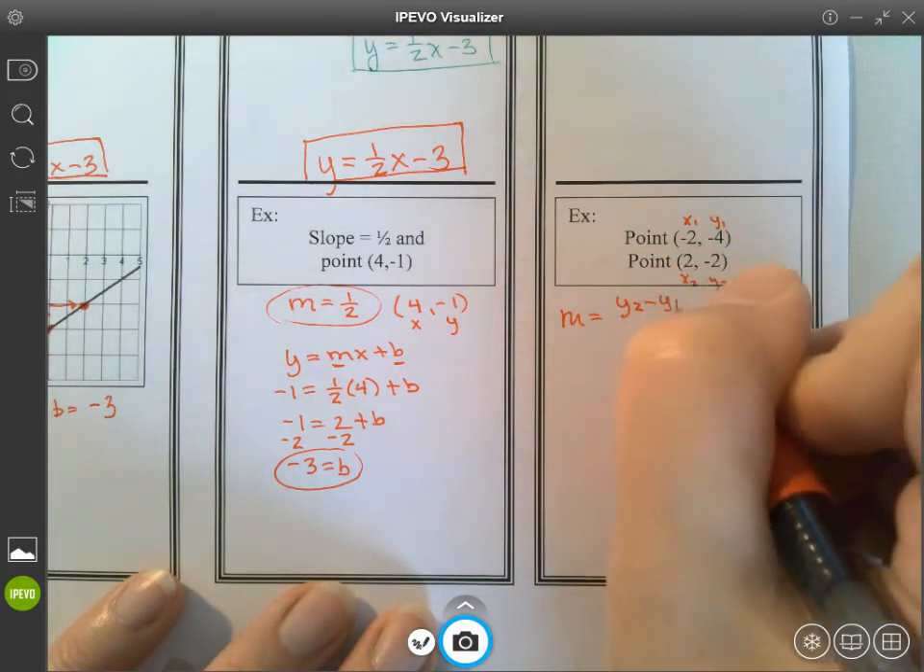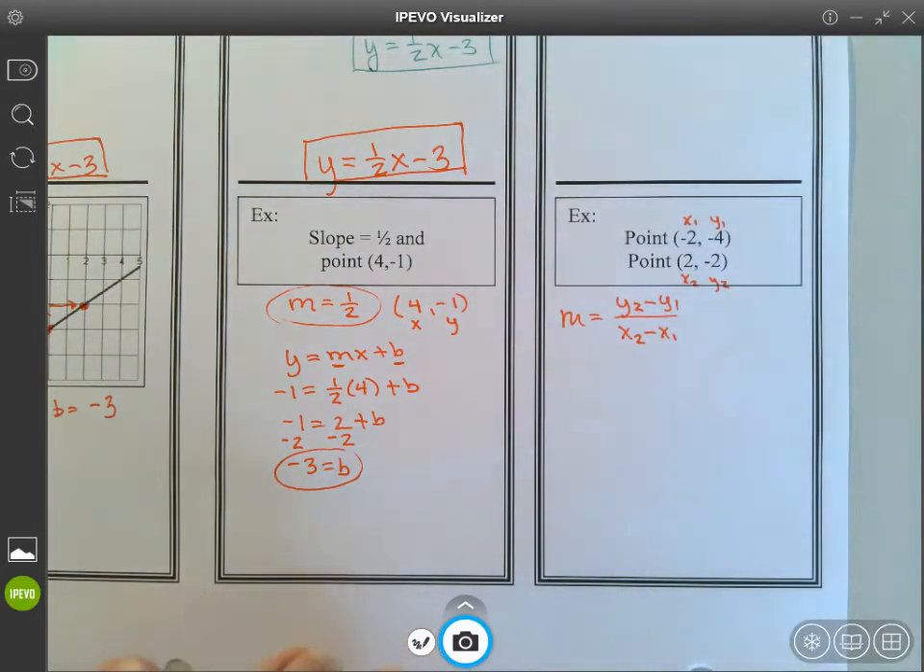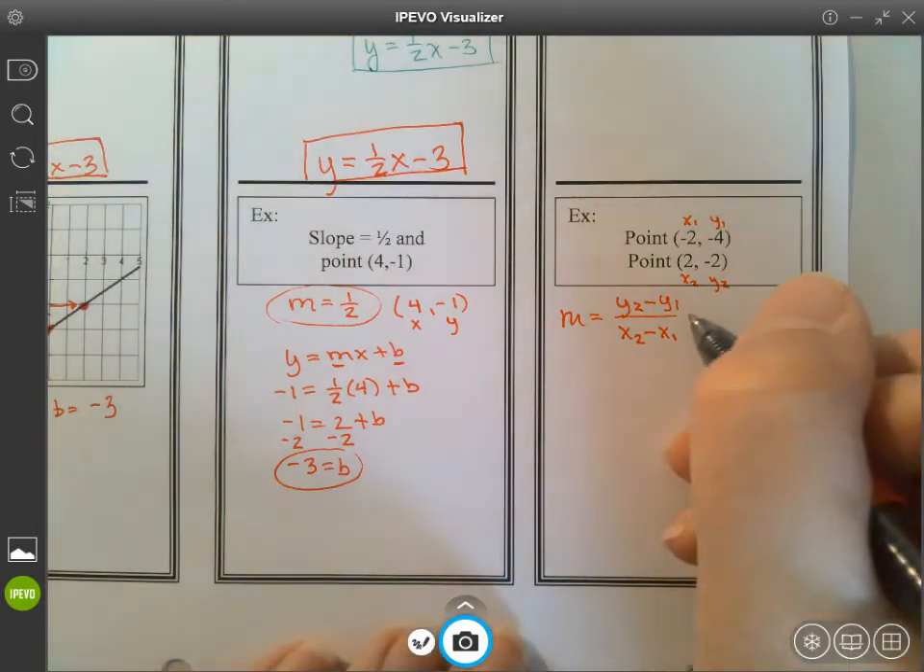y2 minus y1 over x2 minus x1. So I always need slope and y-intercept. How I find the slope is what varies. And so the next lesson will be about parallel and perpendicular lines. And so again, it's what we do to find the slope that helps us. All right, so let's plug it in.